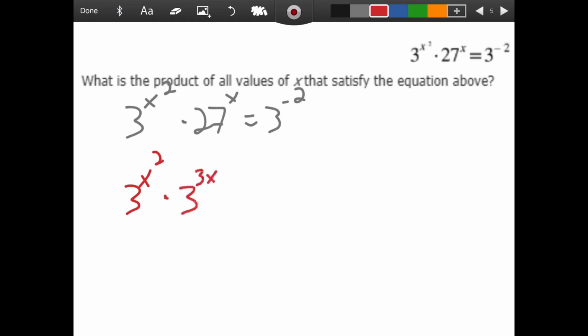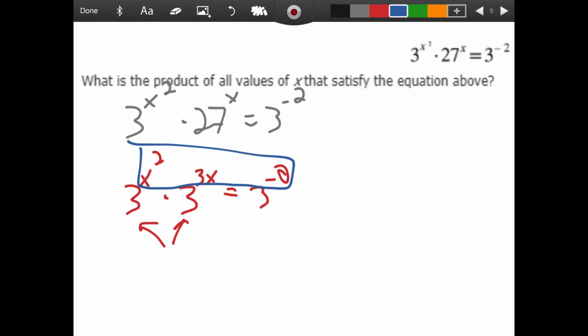So we have 3x equals 3 to the negative 2. Now remember, when you have two numbers with the same base and we're multiplying those together, you can add those exponents. So essentially, if we just focus on the top, we're adding those since we're multiplying, equals negative 2. Now I'm going to move it over. x squared plus 3x plus 2 is equal to 0.